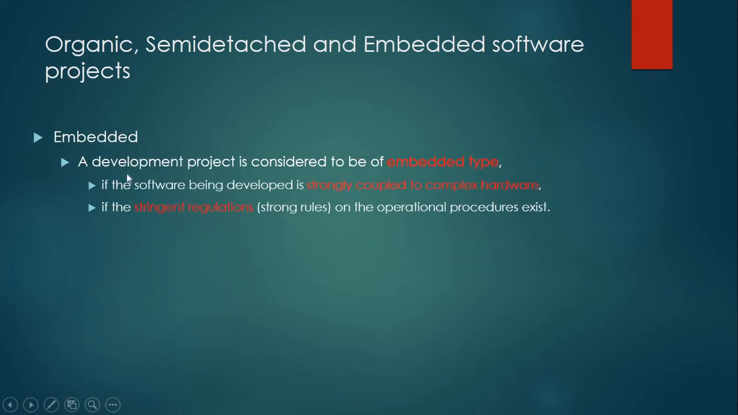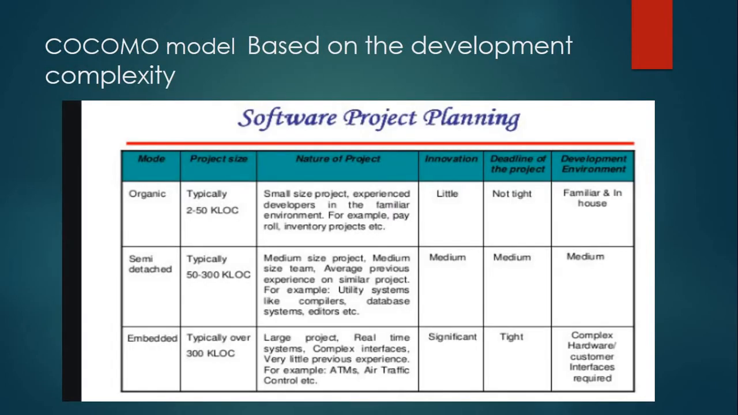If we have software being developed that is strongly coupled to complex hardware, and strict regulations or strong rules of operational procedure exist, then our project type will be embedded. So for estimating any software, we will have to understand which type our project comes under. We also have a table by which we can analyze which type of software we have.